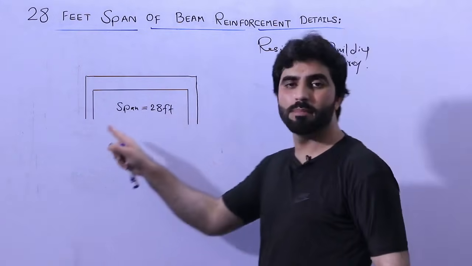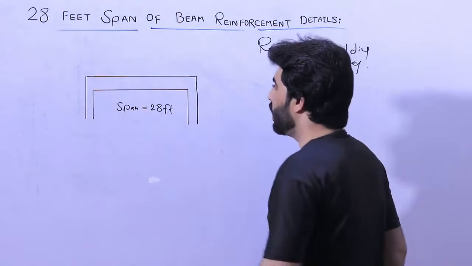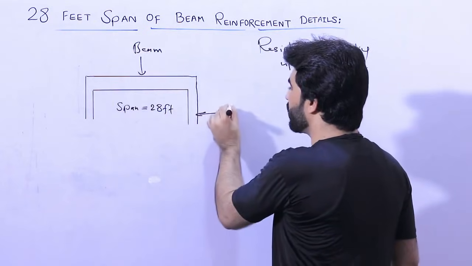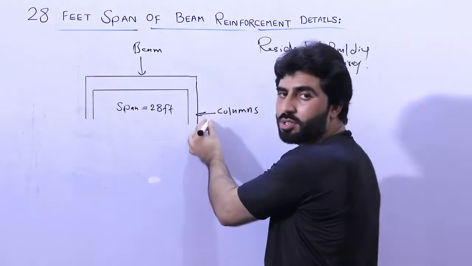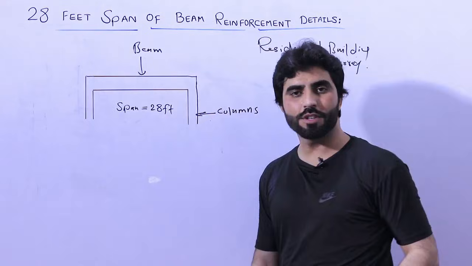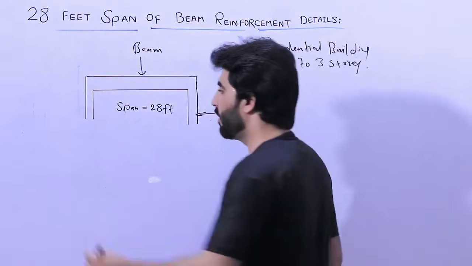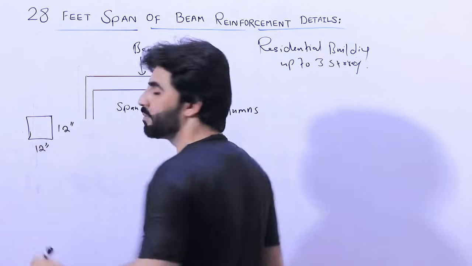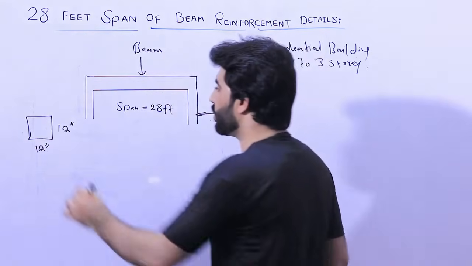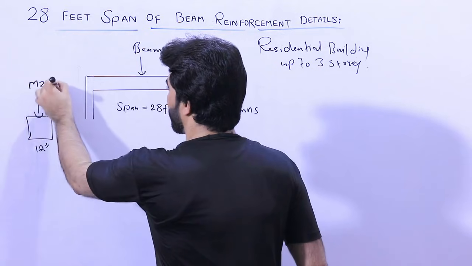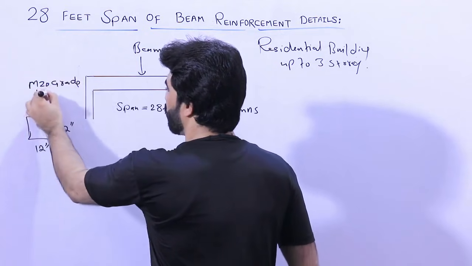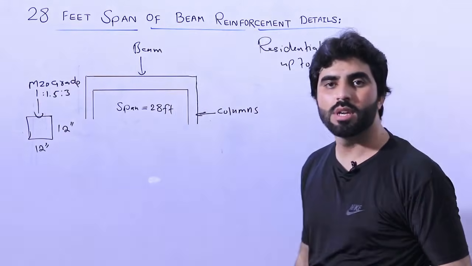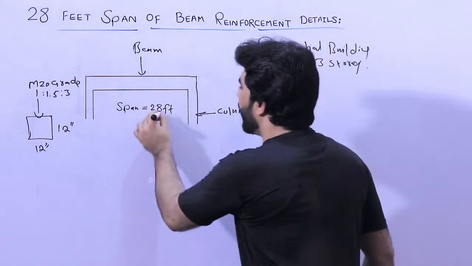As you can see guys, this is a diagram for beam and columns. The beam is supported by these two columns. One is this column and this is the other column. First of all, I will tell you the size of column, where column size is 12 inches by 12 inches up to 3-story, and we used here M20 grade concrete, where the ratio is 1:1.5:3.